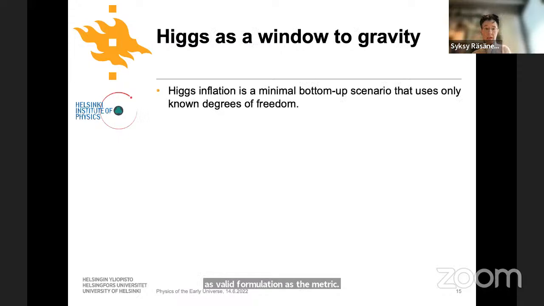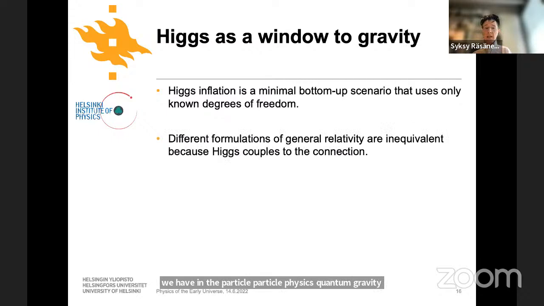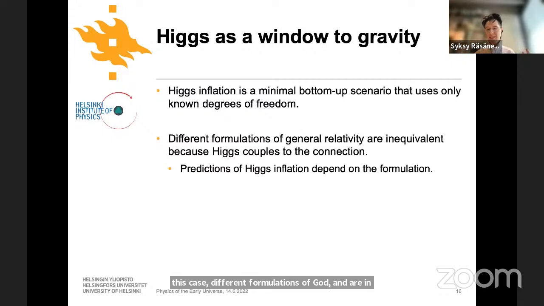Let me summarize. Higgs inflation is a minimal bottom-up scenario that uses only the known degrees of freedom we have from particle physics and from gravity. And because the Higgs couples to the connection, in this case, different formulations of GR are inequivalent. So we can say, okay, this has the drawback that predictions of Higgs inflation depend on the formulation. For example, the scalar-to-tensor ratio is much smaller in the Palatini formulation for the minimal non-minimal action.